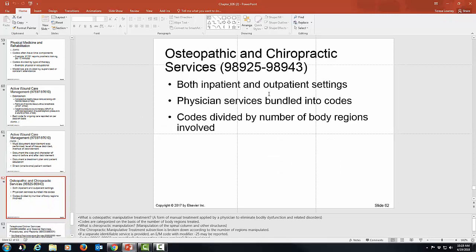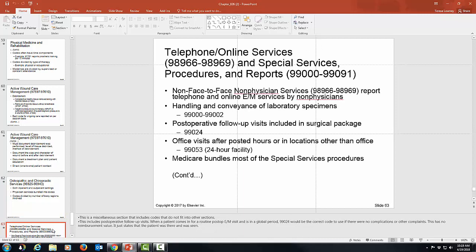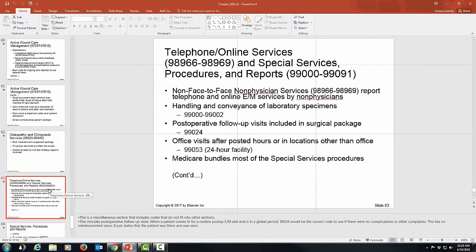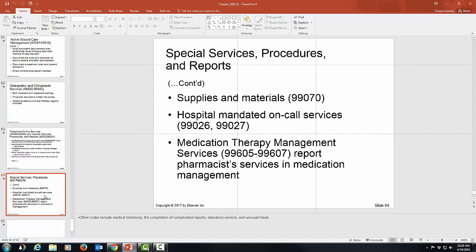Osteopathic and chiropractic services are in this section, both in and outpatient, and physician services are bundled into these codes. The codes are divided on the number of body systems affected. Then here we have our telephone and online services. We've kind of talked about that before, where we have non-face-to-face, non-physician services, handling and conveyances, follow-up post-op, office visits or after-office visits, Medicare bundles most of those special services.